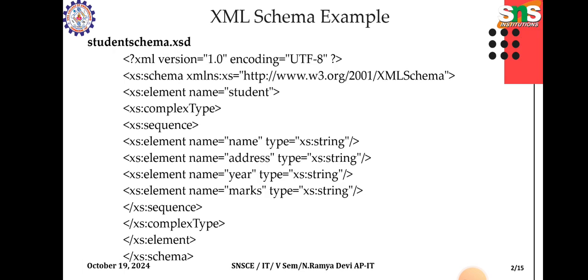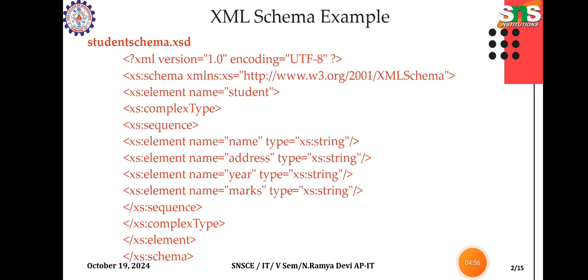So, this is an example of an XML schema. Here it starts with XML version equal to 1.0 and the encoding type. An XML schema is always prefixed with xs, and then it gives the target URL of the XML namespace, and the element called element name as student. The complex type of the student gives the sequence: student's name, address, year, and marks. Then the sequence is closed, the complex type is closed, the element student is closed, and then the schema is also closed.